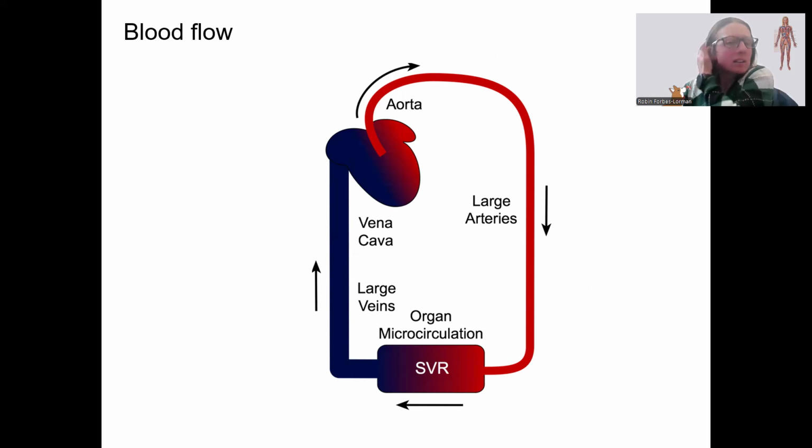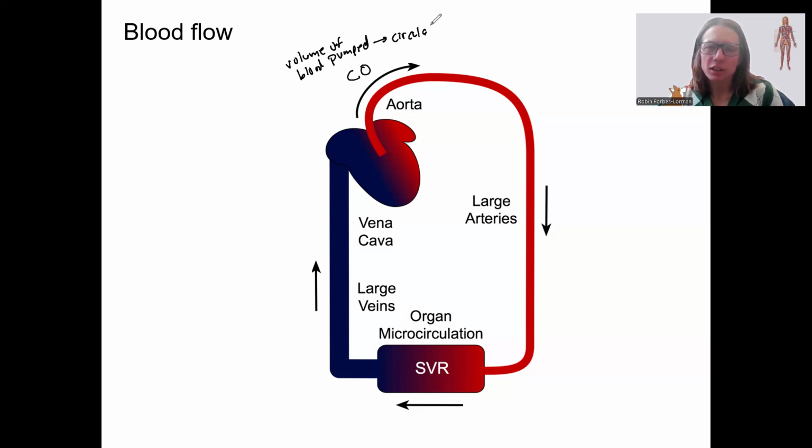So let's apply this to the human body. Blood flow coming out of the aorta is cardiac output, right? This is the volume of blood that is pumped and then circulates, going into circulation. So this is flow, okay? Cardiac output.